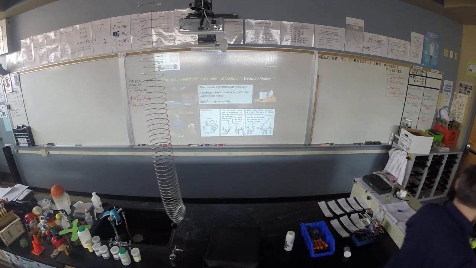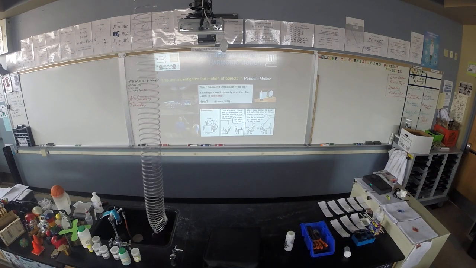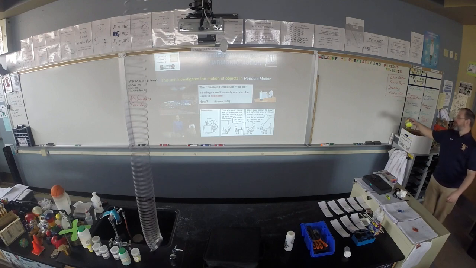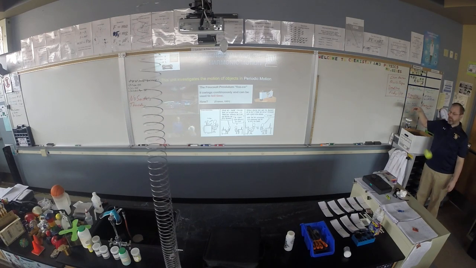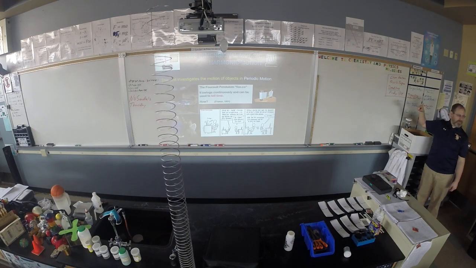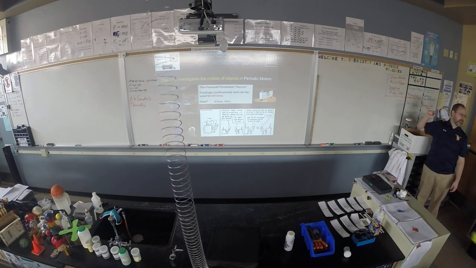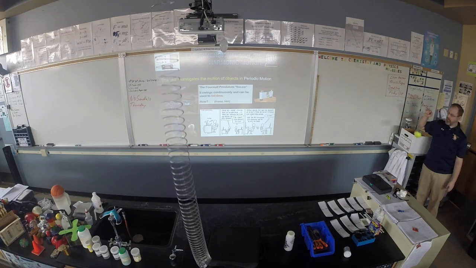Pendulums work the same way. One back and forth is one period. So if I took the pendulum and I swung it this way, if it starts there, then where should it stop? There. It's a nice softball. Yeah, it's a green one.